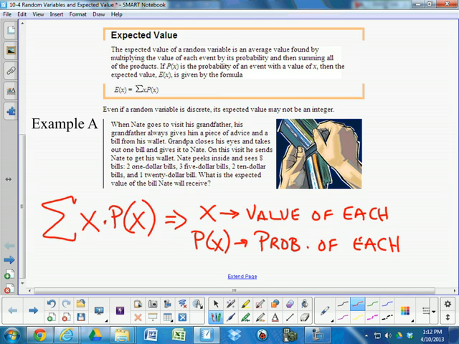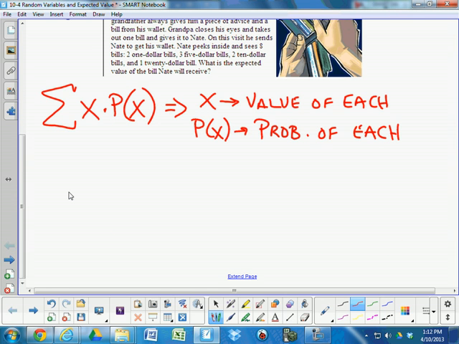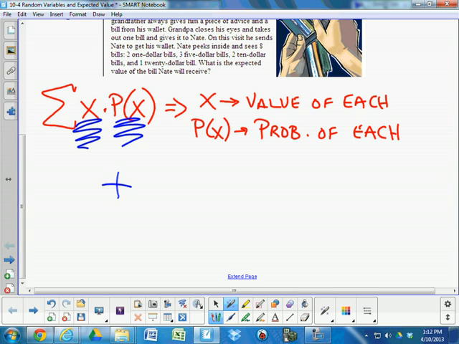And what does the Greek sigma mean? Sum. So we need to multiply the value of, let's say, a $1 bill times the probability of him getting it, plus the value of a $5 bill times the probability of him getting that, plus the value of a $10 bill times the probability of that, and so on. That's how the formula works.